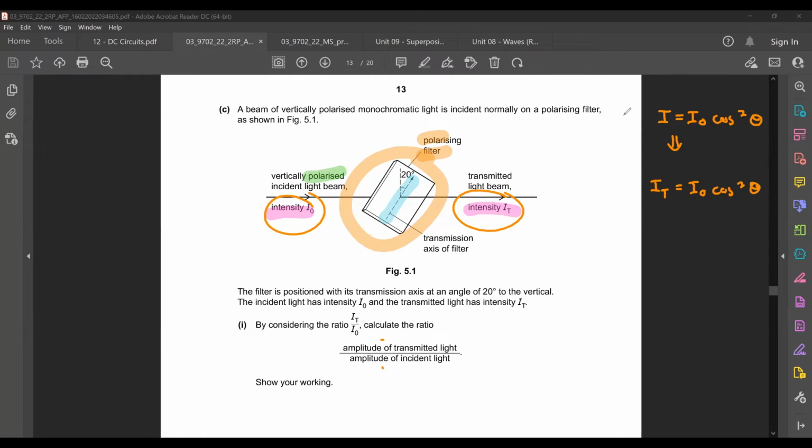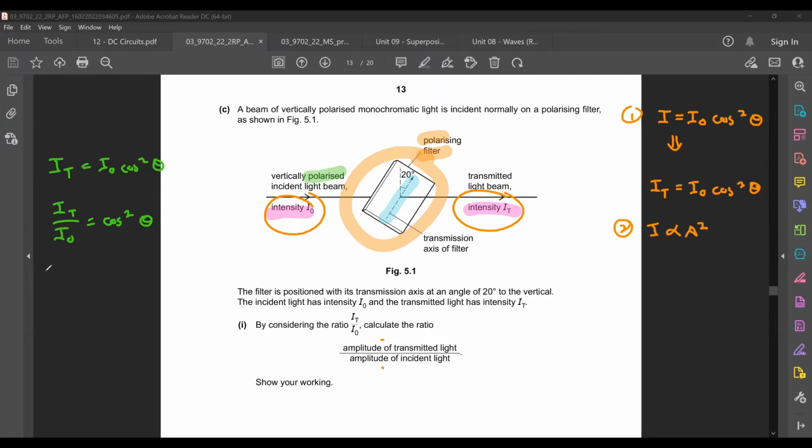You also know one thing from before. This one is equation 1. Remember, intensity is proportional to amplitude square. These are the two relations that you need to know. You write this as equation 1, the first relation, and this is the second relation. So if IT is I naught cos square theta, IT to I naught is cos square theta.